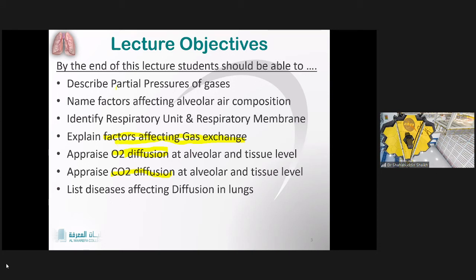Okay. So these were the things we learned. To understand that, we needed to understand the pressure and respiratory membrane. So this was our complete lecture. And also the last and important thing is diseases affecting diffusion. So these are our 5 major things which we discussed in our last lecture. Let us see some of the important things.